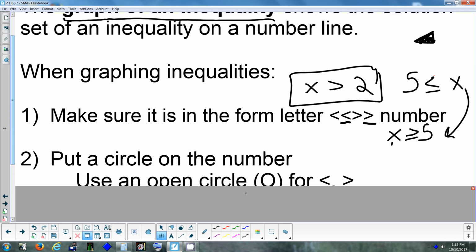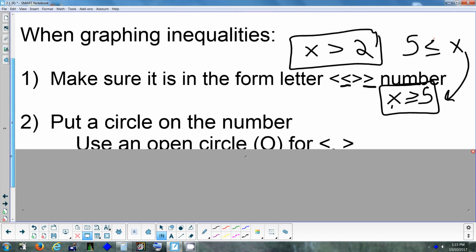I want to make sure I find 2 on the number line. Ginny, if I was going to graph this one that I just pancaked, what number should I be looking at on the number line? 5. Good. So we get that out of the way.